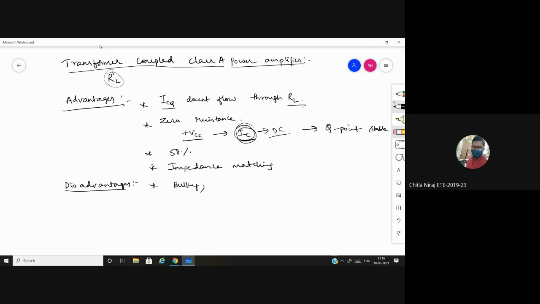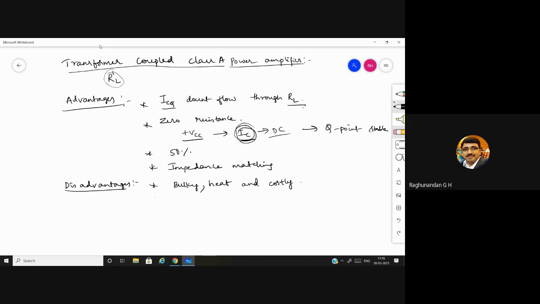Yes, sir. They emit heat. So they are going to emit heat, so heat dissipation will automatically increase. And since you are using a transformer, this automatically becomes costlier compared to the series fed class A amplifier.